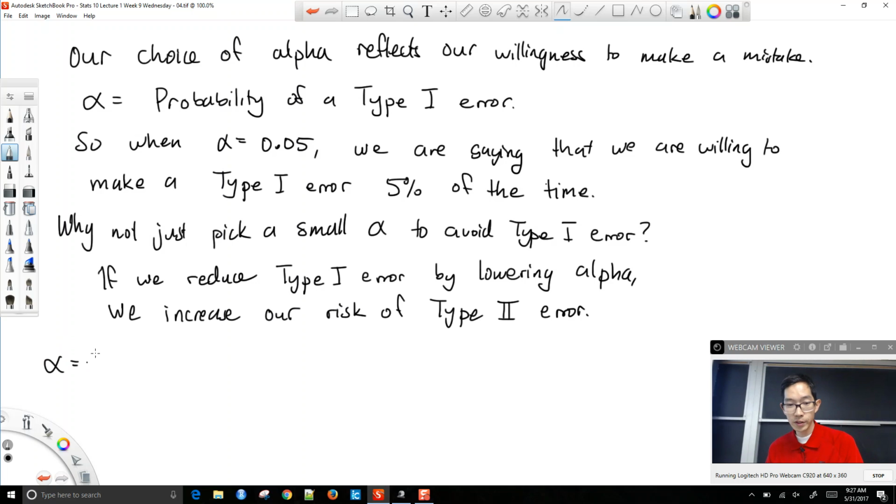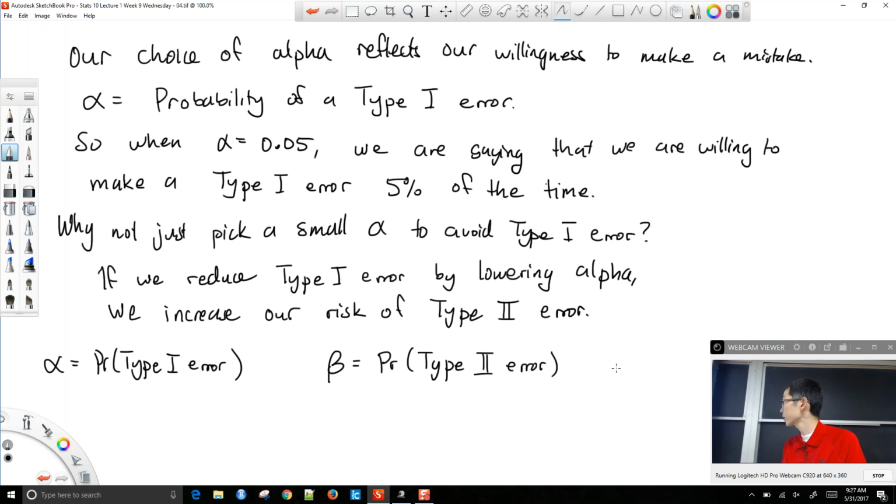So alpha is the probability of type 1 error. Alpha is the first letter of the Greek alphabet. Beta would be the probability of type 2 error. Beta is the second letter of the Greek alphabet. So alpha looks like the letter A, first letter. Beta looks like the letter B, that's the second letter. So type 1 is alpha, type 2 error is beta. Actually, that's where we get the word alphabet from, alpha and beta just stuck together. So anyway, we increase our risk of type 2 error if we just decrease type 1 error.